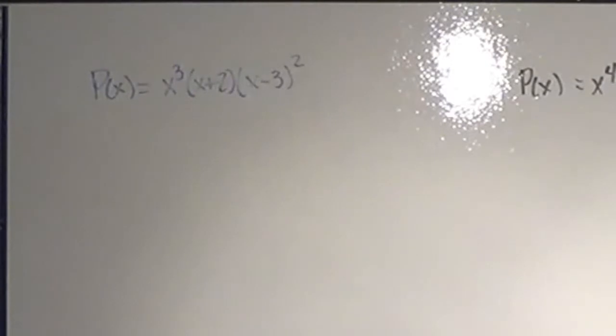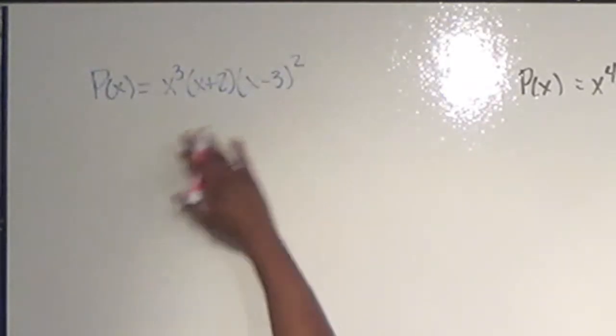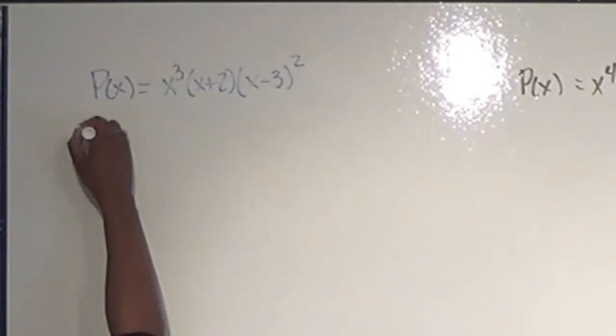In this example, our polynomial is already factored for us. So we can already pull off the roots, or the zeros, of this polynomial fairly easily. Remember, once I have the factors, I know exactly what my zeros are.